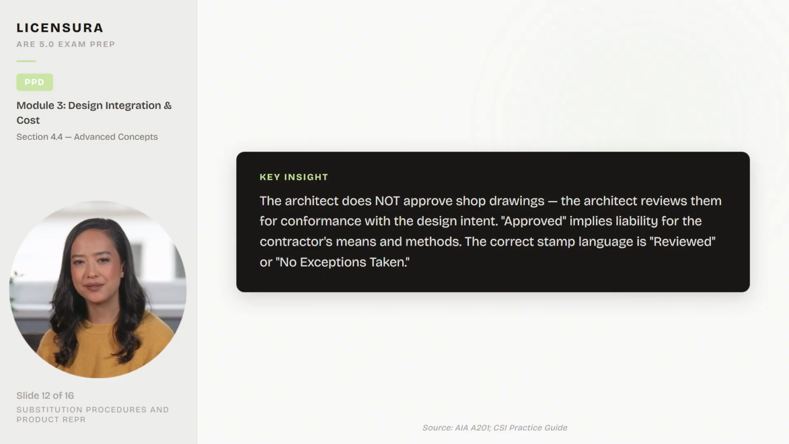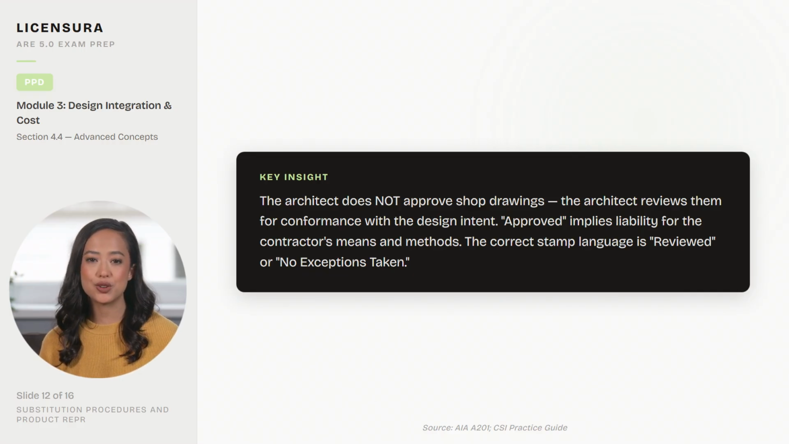Here's the key insight. The architect does not approve shop drawings. The architect reviews them for conformance with the design intent. Approved implies liability for the contractor's means and methods. The correct stamp language is reviewed or no exceptions taken.